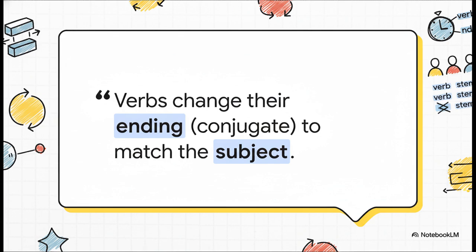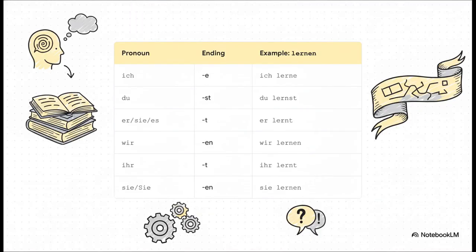We can't just say, I learn, you learn, he learn. Nope, that ending has to be just right, and that whole process is called conjugation. And here's the good news. For most verbs, the regular ones, this whole thing follows a super predictable pattern.